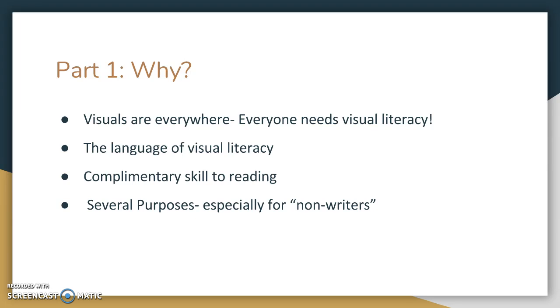But the language of visual literacy actually needs to be taught to children. Even though we can interpret what something is when we look at it, we definitely need to teach kids how to look at all aspects of a picture or all aspects of a diagram. So Mullen describes visual literacy as a complementary skill to reading. He goes over how basically even if students are non-readers or non-writers, they can express ideas and understand ideas through visual literacy.